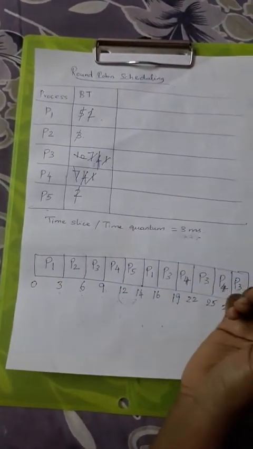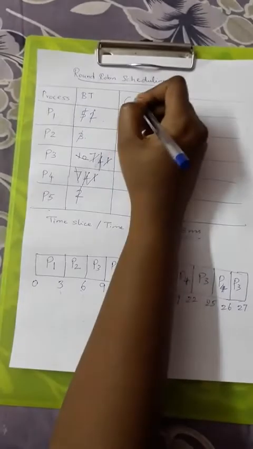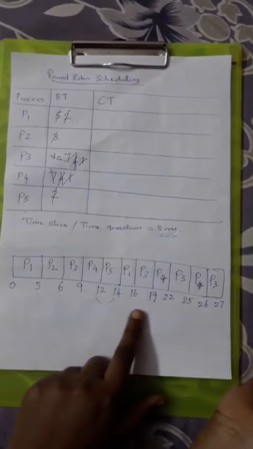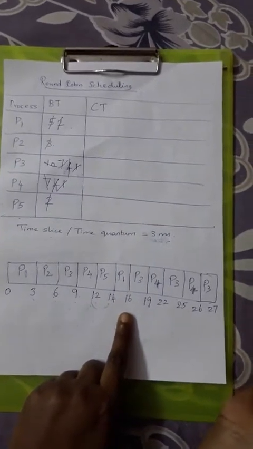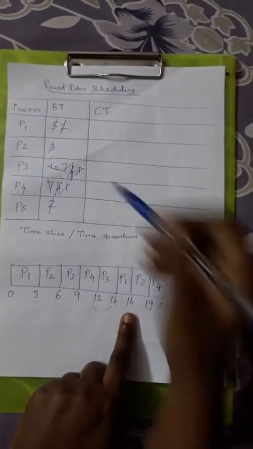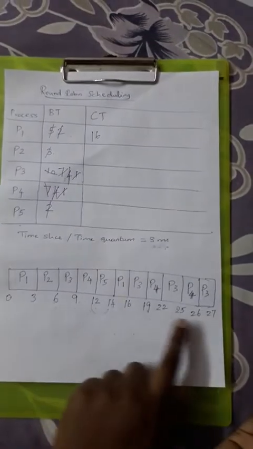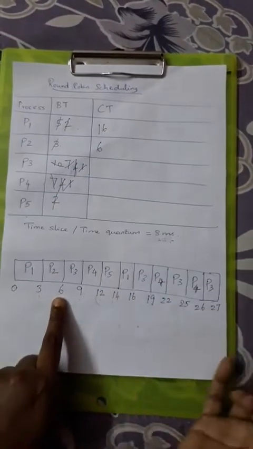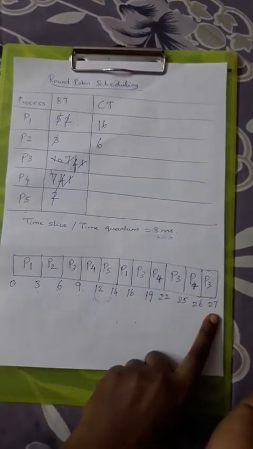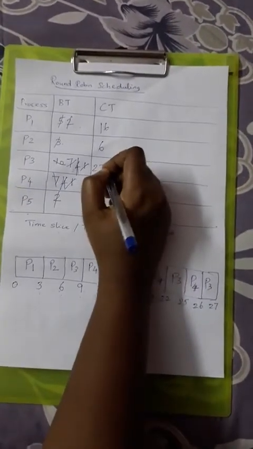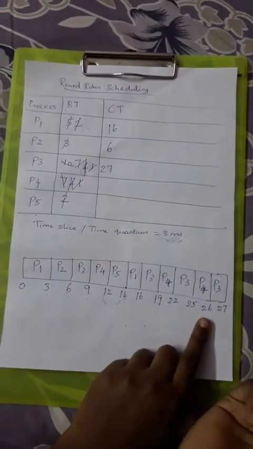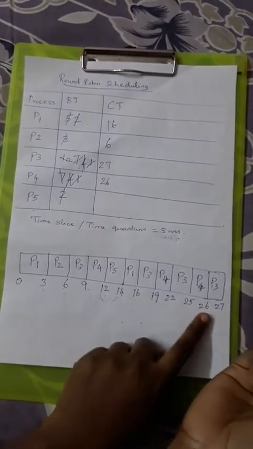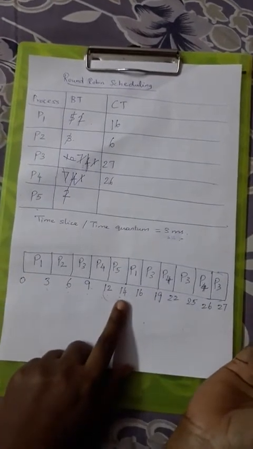Next we can compute the completion time. To see the completion time for process P1, we have to look from the back. Here we can see the completion time for process P1 is 16. For P2 the completion time is 6. For process P3 the completion time is 27. For process P4 the completion time is 26. For process P5 the completion time is 14.